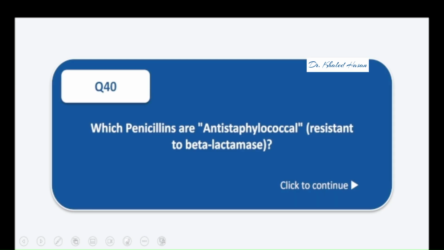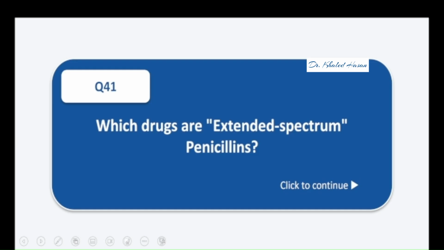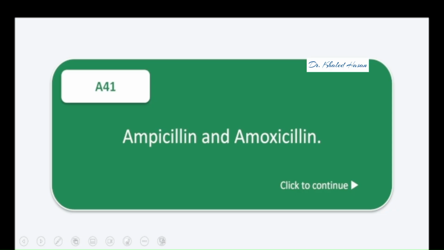Which penicillins are anti-staphylococcal, resistant to beta-lactamase? We have methicillin, nafcillin, oxacillin, and dicloxacillin. Which drugs are considered extended-spectrum penicillins? We have ampicillin and amoxicillin.